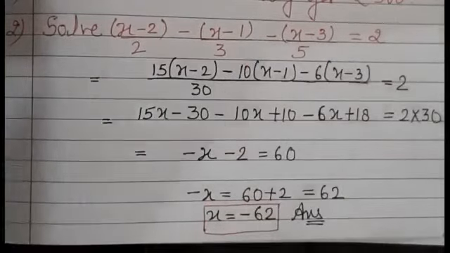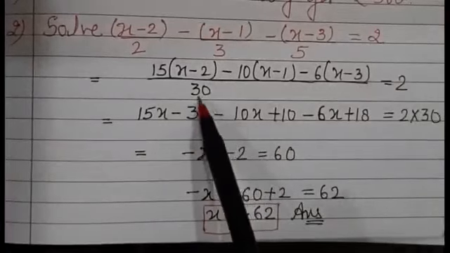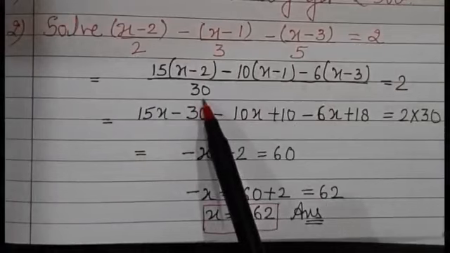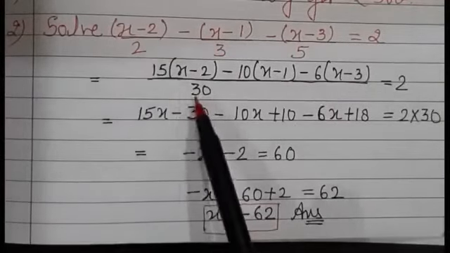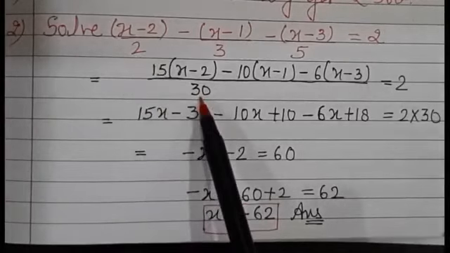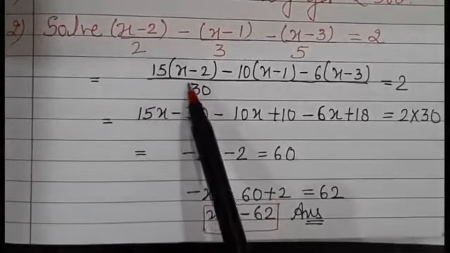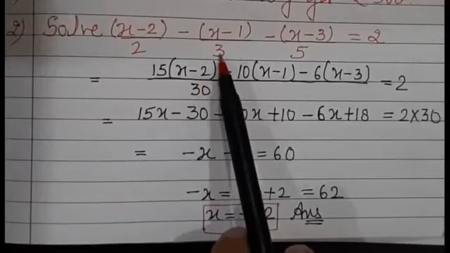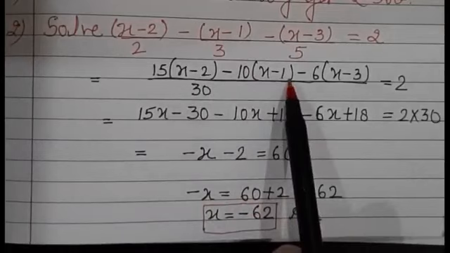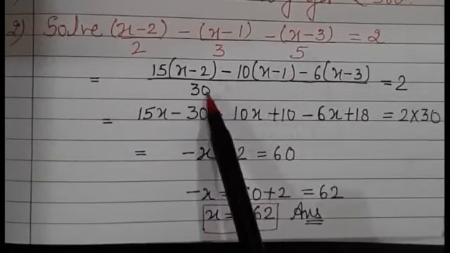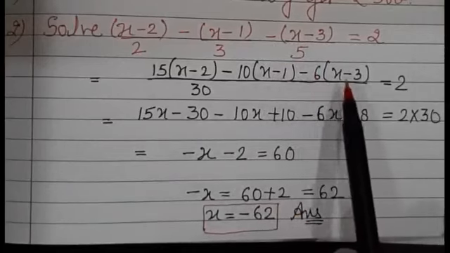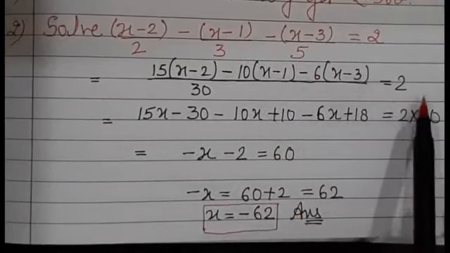upon 5 equals to 2. So in that case, first we have to take the LCM. LCM of 2, 3 and 5 will be 30. Right? So when we divide 30 by 2, it will be 15. So 15 into (x minus 2). 30 divided by 3 is 10. So minus 10 into (x minus 1), and 5 6s are 30, so 6 should be multiplied with (x minus 3). So minus 6 (x minus 3) will come, equals to 2.